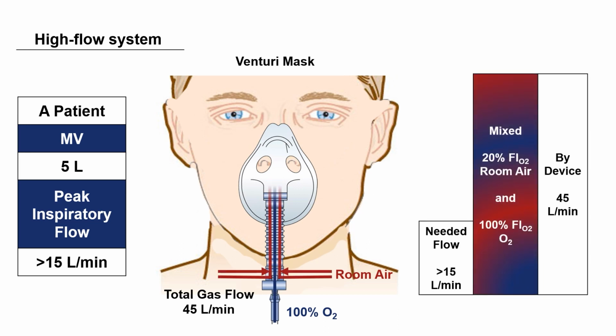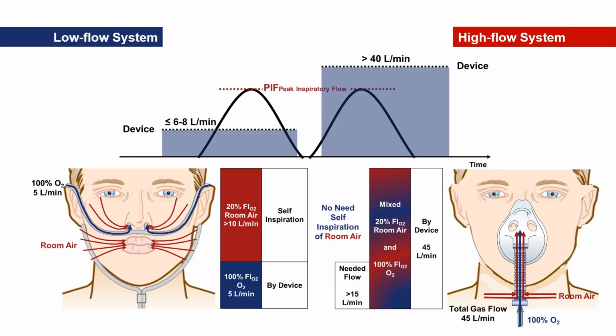If the total mixed gas flow is set to 45 liters per minute, it exceeds the patient's required flow of 15 liters per minute. However, since the device provides a much larger flow of 45 liters per minute, the patient doesn't need to inspire additional room air. In other words, the high-flow system is a system that supplies the entire peak inspiratory flow, eliminating the need for the patient to inspire additional room air. This concludes the definitions and differences between low-flow and high-flow systems.